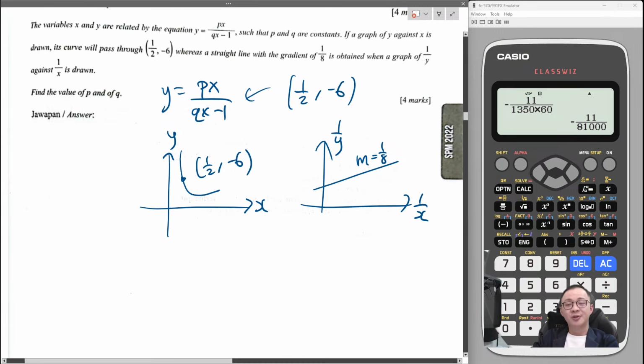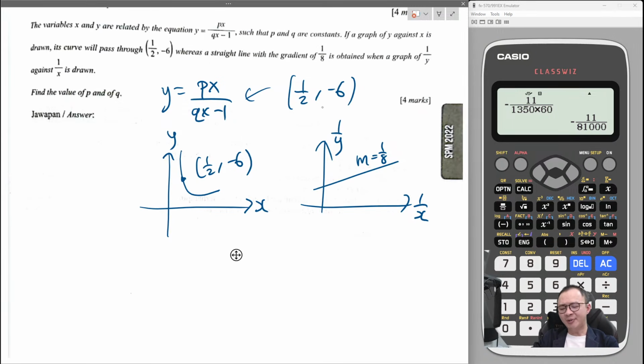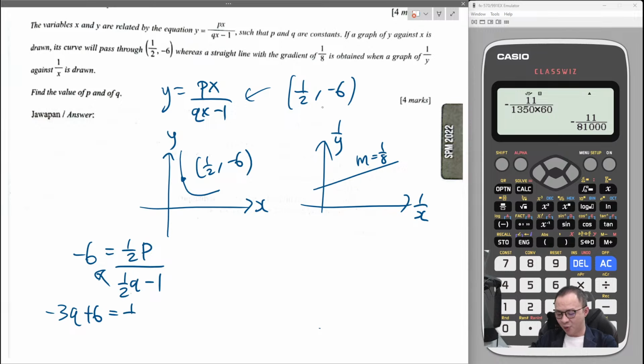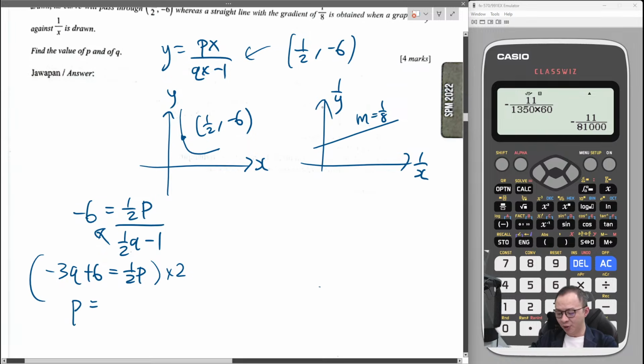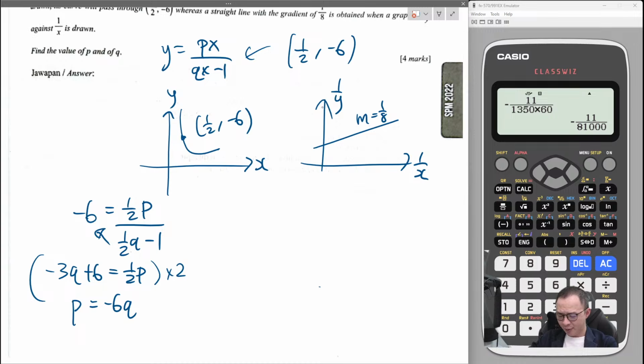Yes, right. So we can sub this coordinate into it to get some equation first, then I sub into another one. Let's do it. So negative 6 equals 1 over 2p over 1 over 2q minus 1. Cross multiply. So negative 3q plus 6 equals 1 over 2p. And then multiply 2 to make p the subject lah. So p equals negative 6q plus 12.